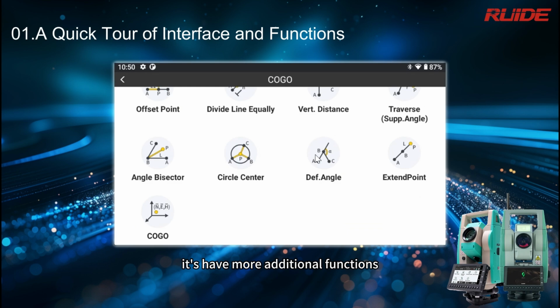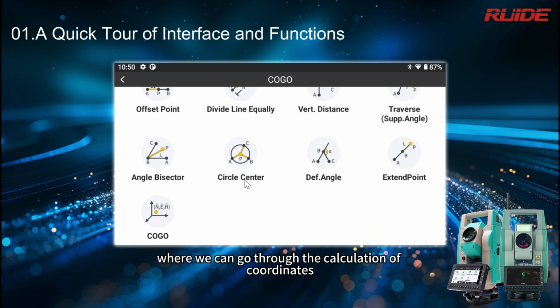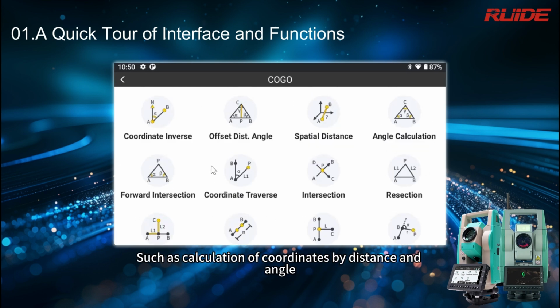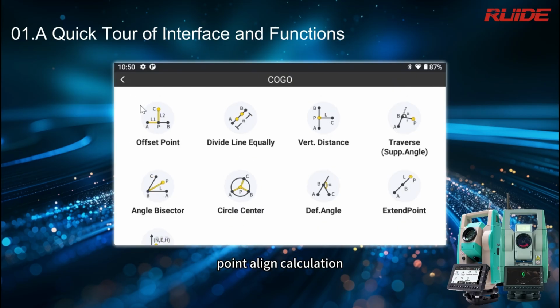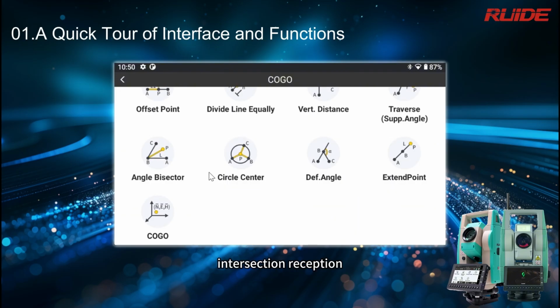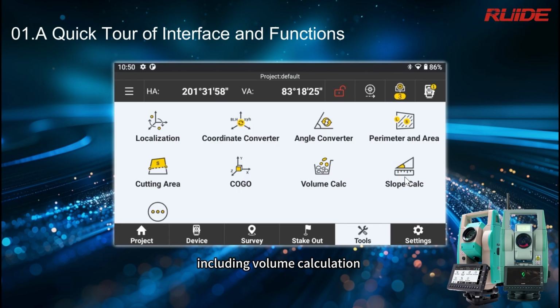It has more additional functions, where we can go through the calculation of coordinates, such as calculation of coordinates by distance and angle, point alignment calculation, spatial distances, angular calculations, intersection, resection, calculation of displaced points, among others. Including volume calculation and slope calculation.